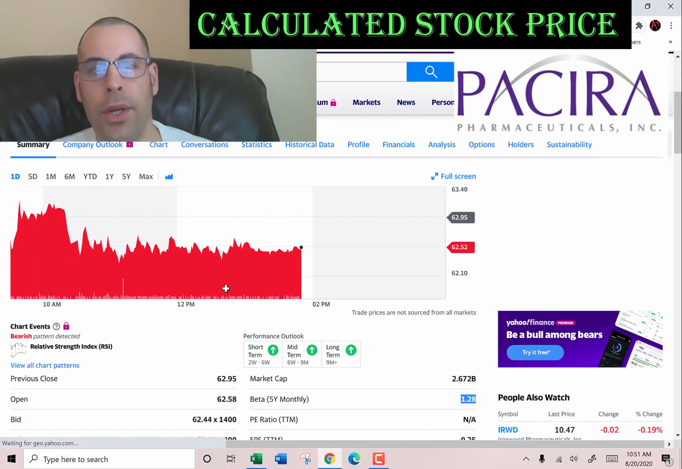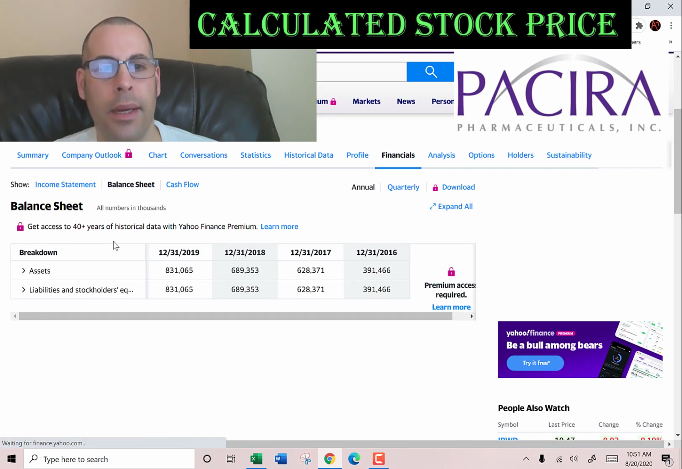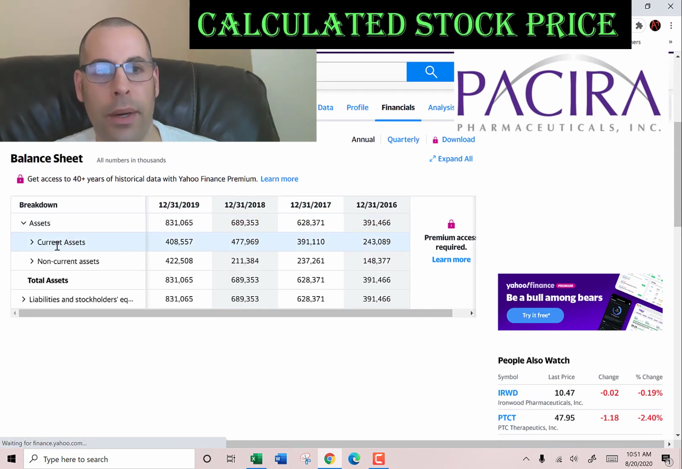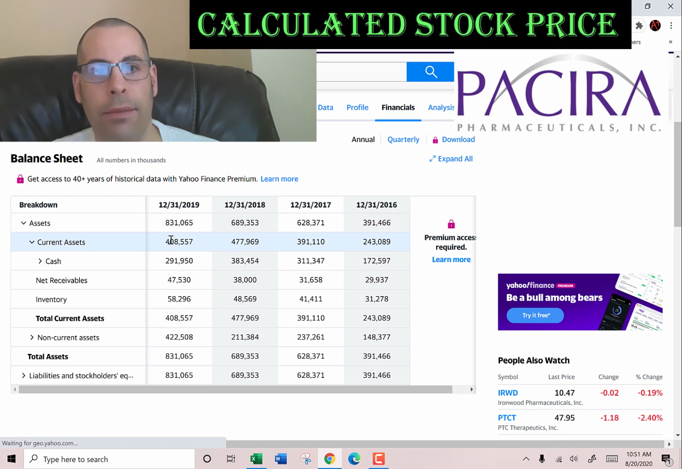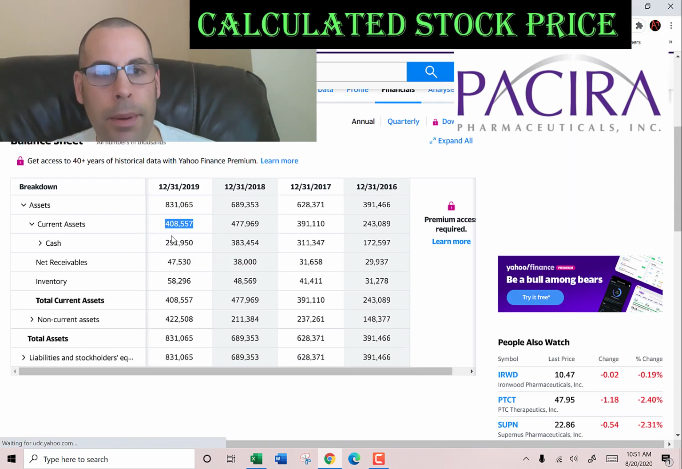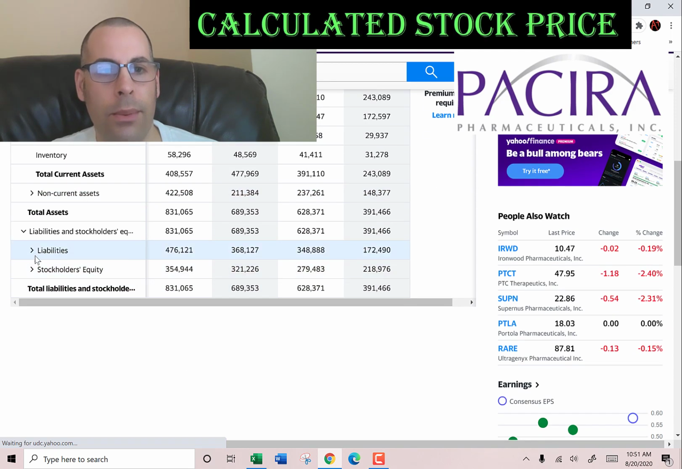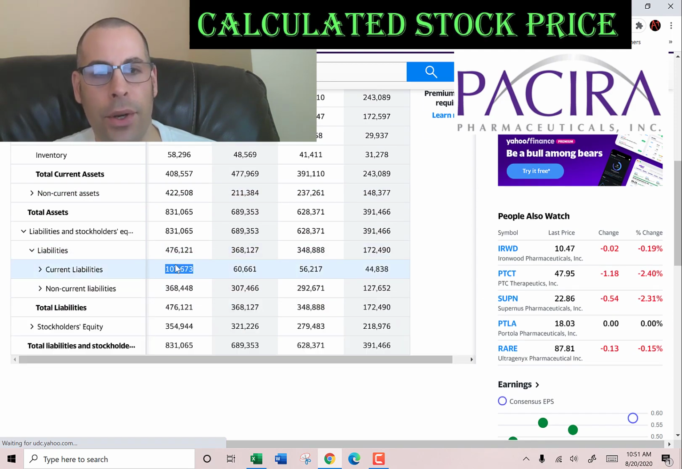Let's go back to the balance sheet, get their current assets. We need to calculate the current ratio later, and current assets is the numerator of that equation, and that's $409 million. And that's made up of $292 million cash, $47 million net receivables, and $58 million of inventory. We also need the current liabilities. That's $108 million.